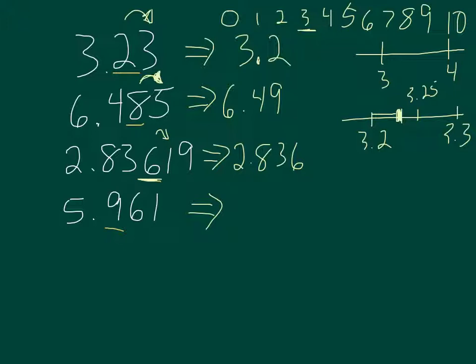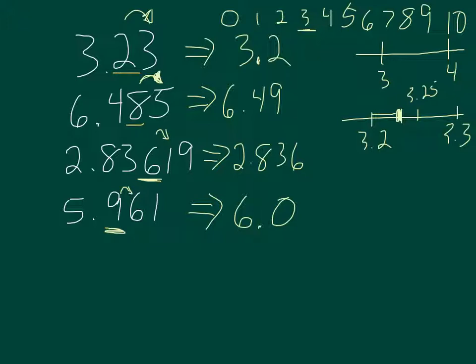Okay, this last one, 5.961, and the 9 is underlined. So you look at the number to the right, and if it's 5 or greater, you're going to round up. Now in this case, the 9 will have to go up to a 10, and you can't write a 10 there. So the 1 is going to carry over to the ones place. So it'll become 6.0, or 6 and 0 tenths.